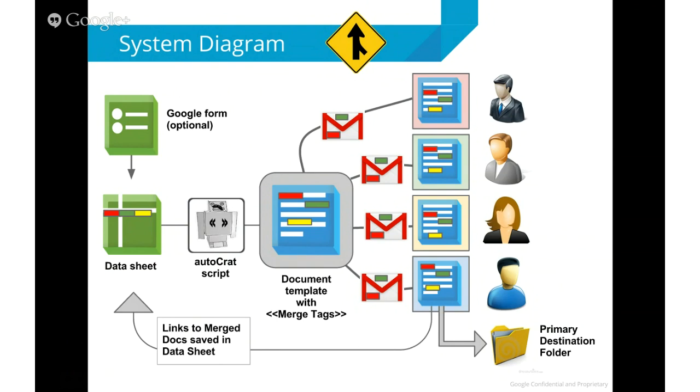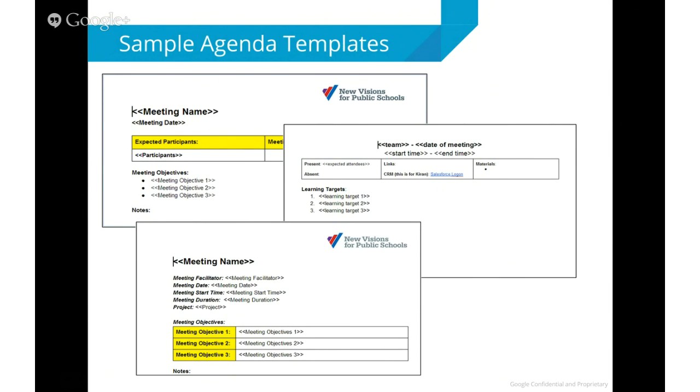It also stores the links to those documents right within the source spreadsheet. Next slide, please. And this is really useful because once this is done, we have a single spreadsheet that has all of our upcoming meetings, links to all of our agendas, and a folder in our drive that has all of those documents in them.